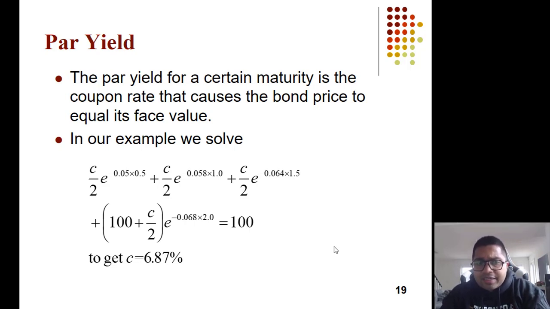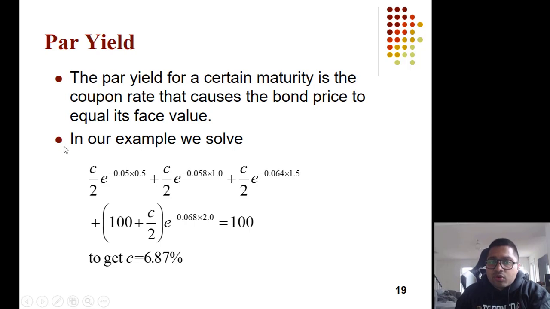So what is a par yield? The par yield is the coupon payment that equates a par-issued bond to its par value when it is discounted at zero rates. So once again, par yield is a coupon payment that equates a par-issue bond, which is discounted at the zero rate.